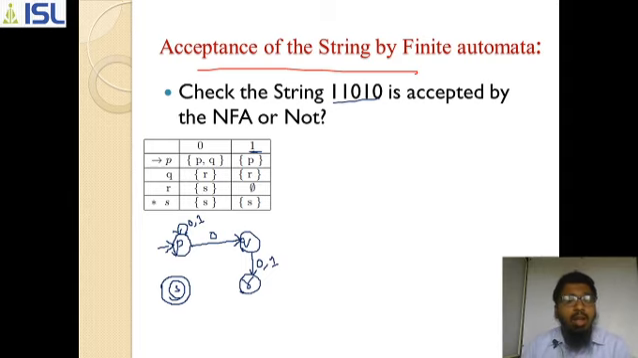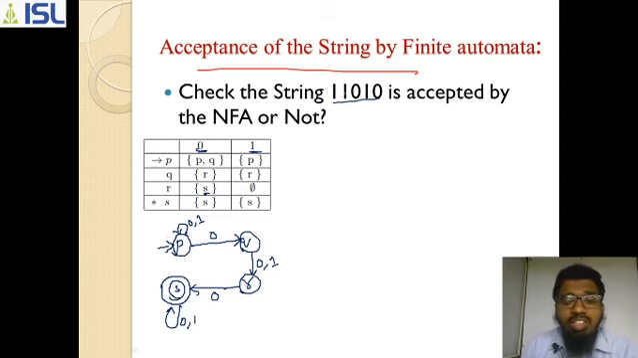Okay, now R. R is going to S when the input is 0. When the input is 1, R goes to phi, meaning empty, nothing, so no need to write that. Now S is going to S if it is 0, and S is going to S when it is 1, so 0 comma 1. So this is the graph.